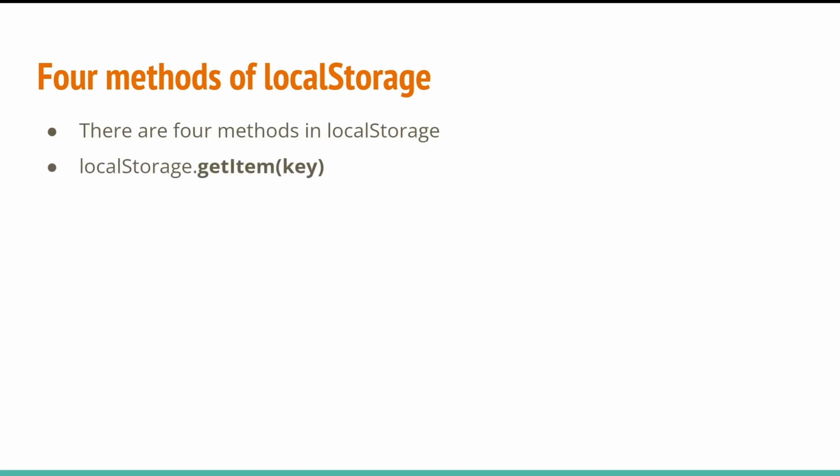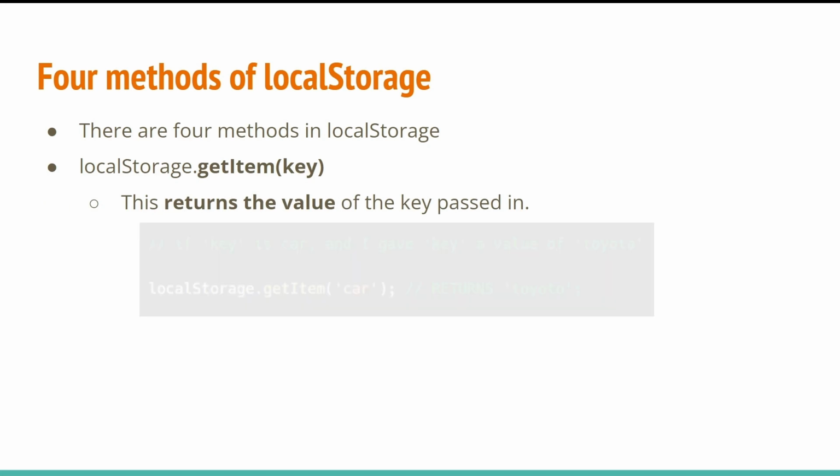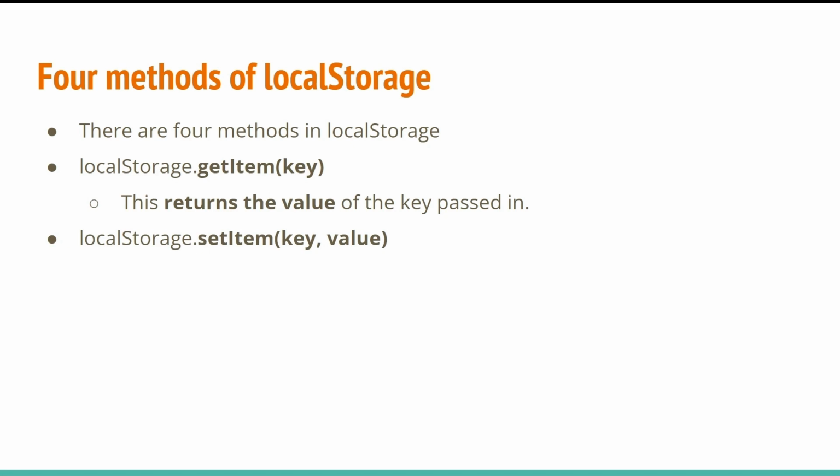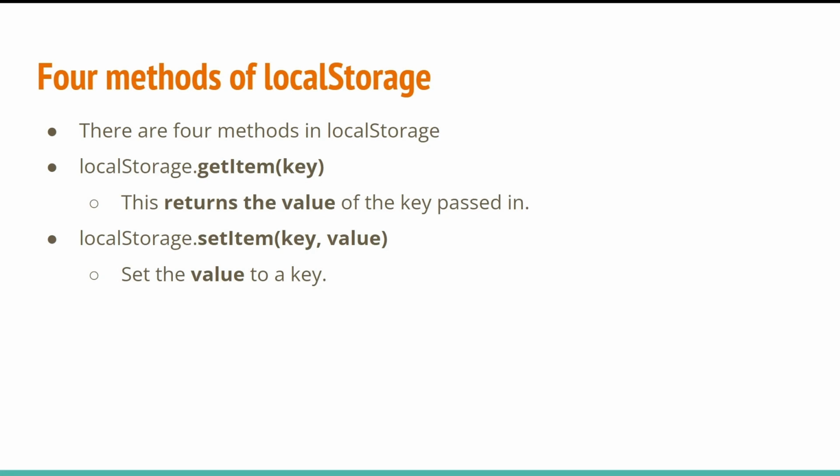And this accepts a key. What this does is, the key that you pass in, it will return the value of that key. The second method that we know of is the setItem method, and this accepts a key and a value. What this does is it takes your key and your value and assigns that value to the key, so that later on when you call the getItem method and pass that key into it, it will return the value that you saved.